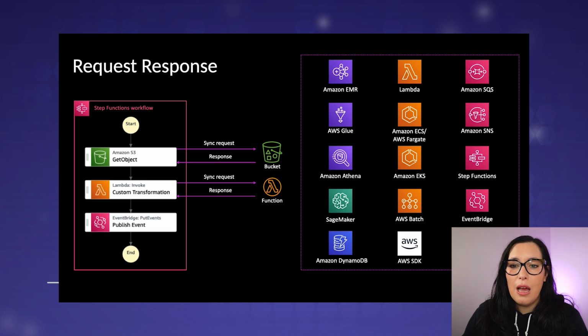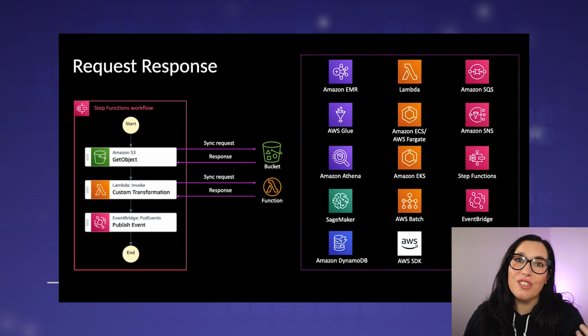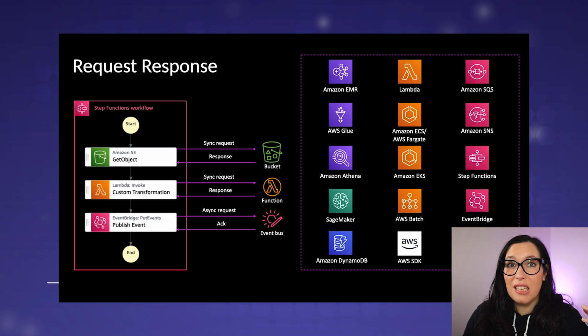But in the case that we call this function using the asynchronous API, then what will happen is that Step Functions will send the request, get the acknowledgement from the function that it started, and then move on to the next step, as we can see here with EventBridge. In this case, it's an asynchronous API to put an event into EventBridge, and it will just publish the event and then move on because it received the acknowledgement from EventBridge.